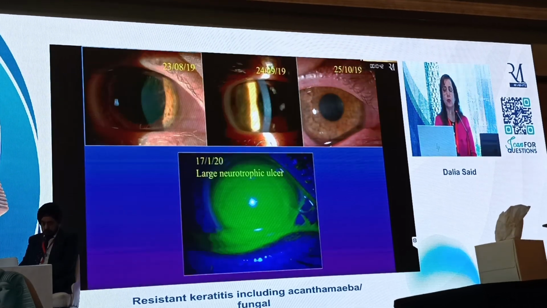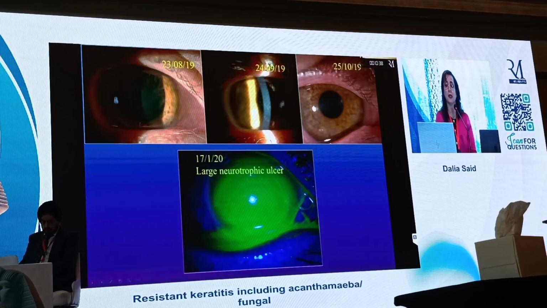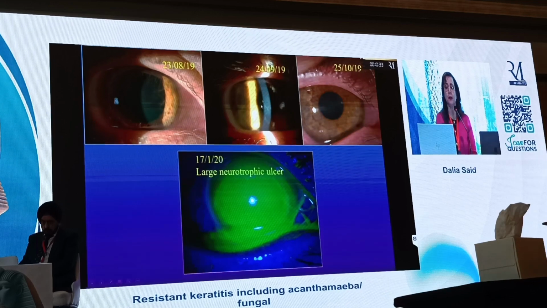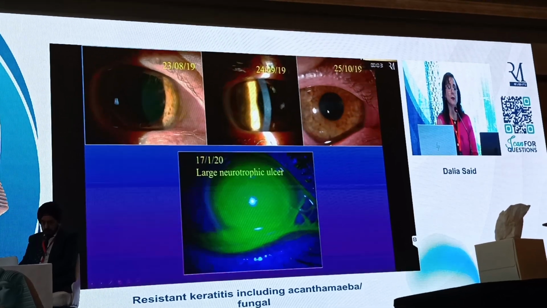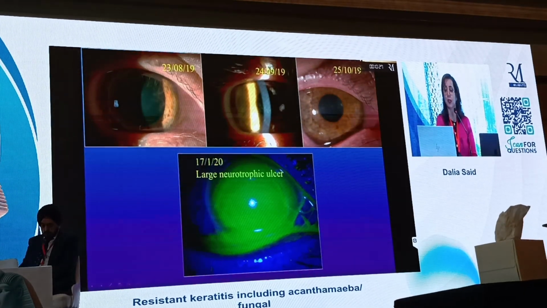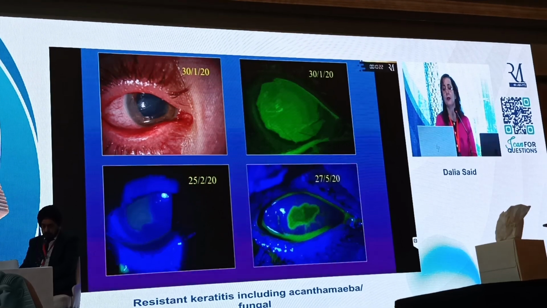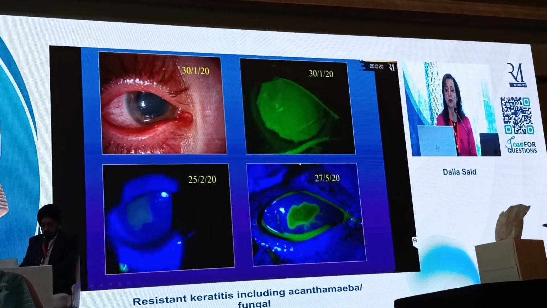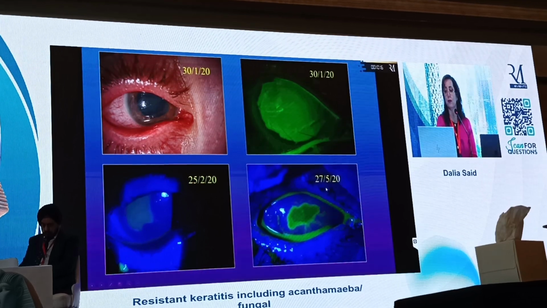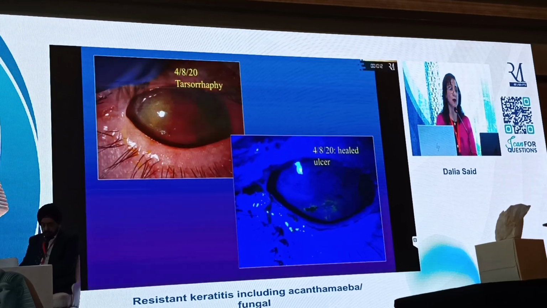I'm just going to show you one of our very severe cases. This was a culture positive case, who came in August 2019 with some epitheliopathy. We admitted her and started her on treatment, then she went outside and stopped the treatment. She came back with a large limbal trophic ulcer. Then we treated her again, had to put an amniotic membrane, and the ulcer became smaller. Again, this brings us to the middle of 2020. Then we had to do a ulceroscopy, and finally the ulcer healed.